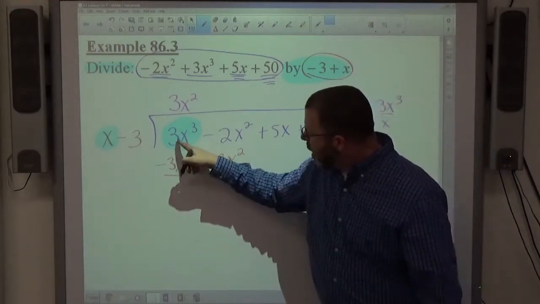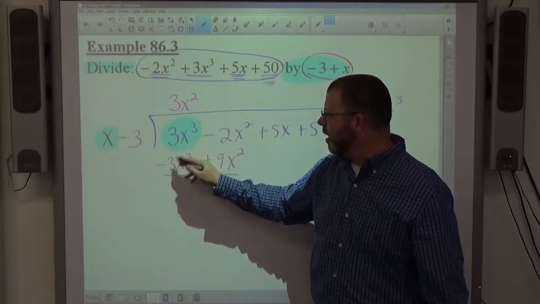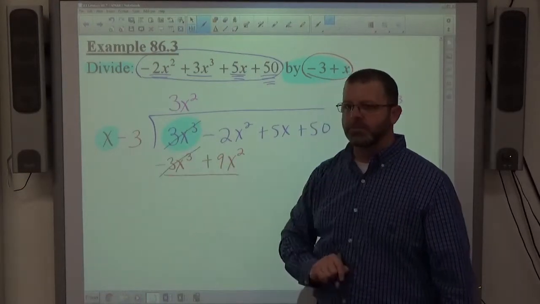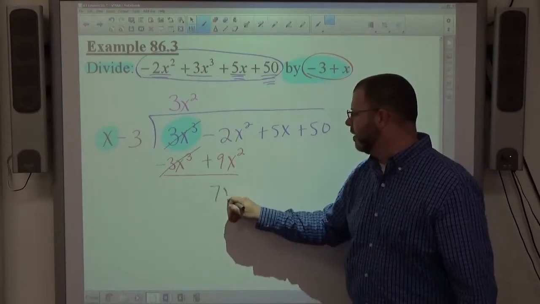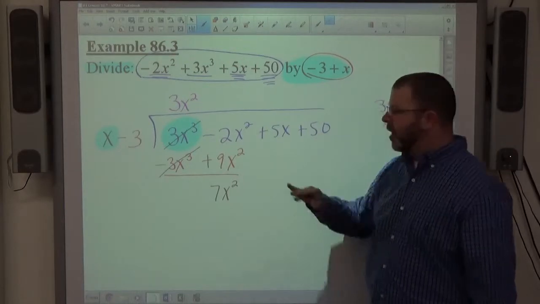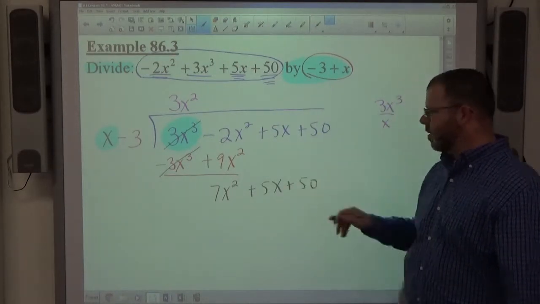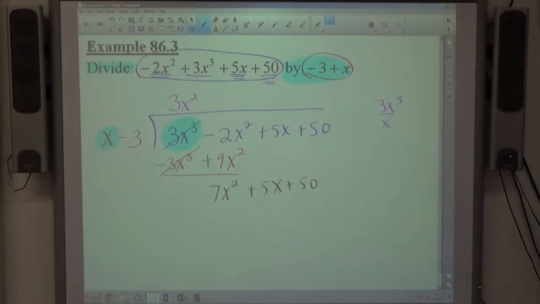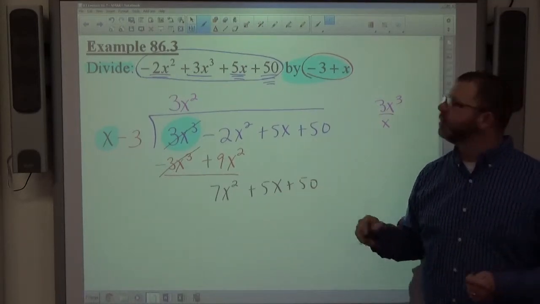What should happen every time is the highest power disappears. 3x cubed, negative 3x cubed are opposites, they cancel. These two objects have opposite signs, so I subtract. 9 is bigger than 2, so it's positive. Then I bring everything else down. If what's in black there is a constant, in other words, 6, -2, some number, I'm done. If there's still x's here, I've got to go through this process again.